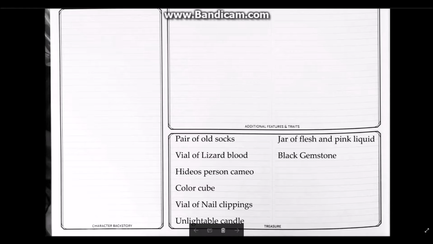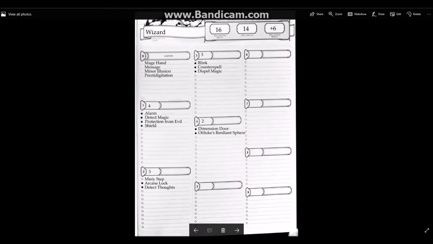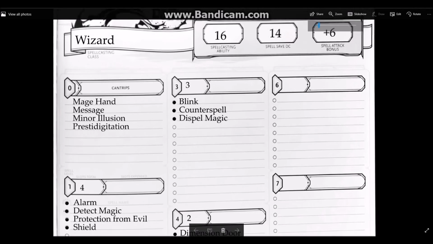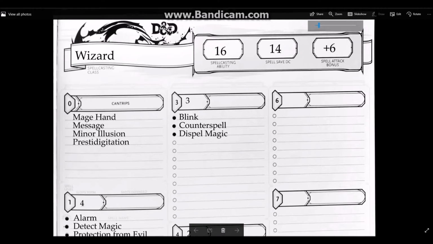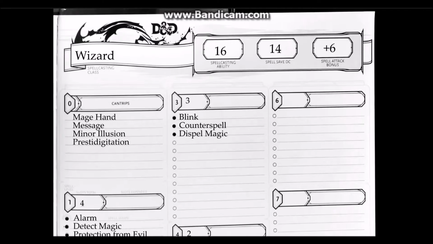So, that page is pretty straightforward. Moving on to the final page. This page is only important to spellcasters. So, if you're a class that doesn't use spells like barbarians, you pretty much don't have to worry about this. But I'm going to go through it anyways and explain everything.